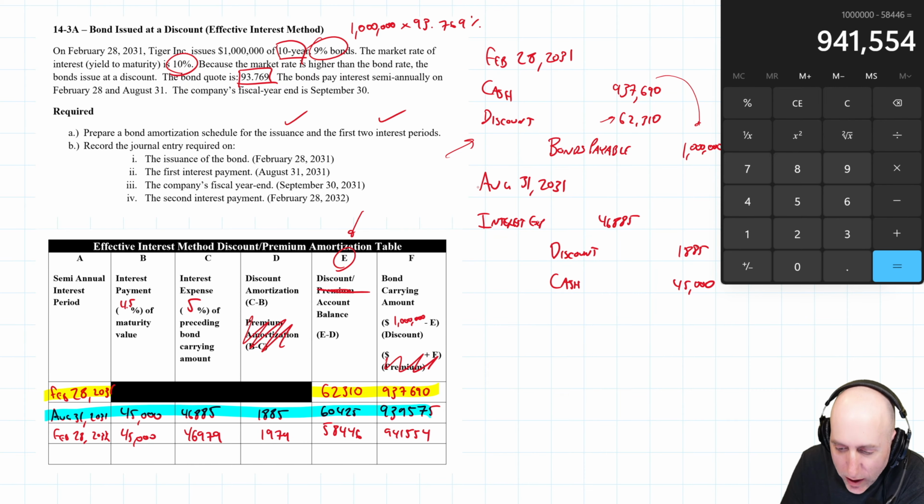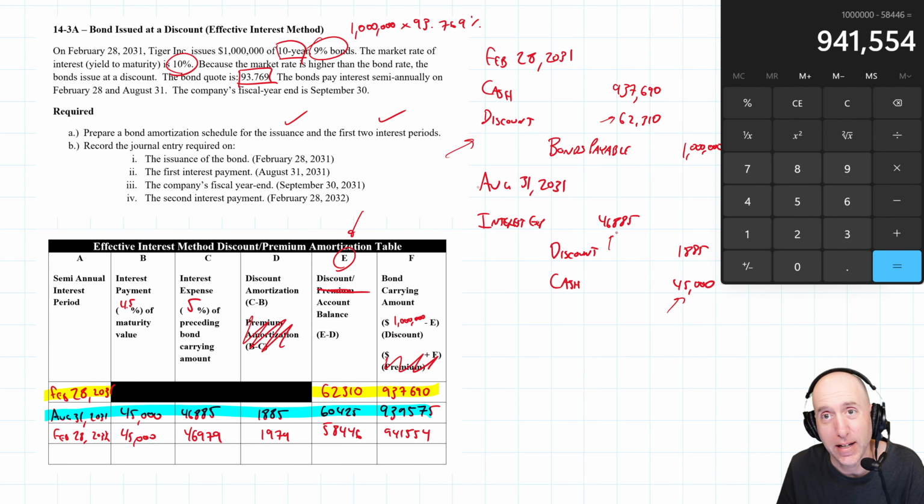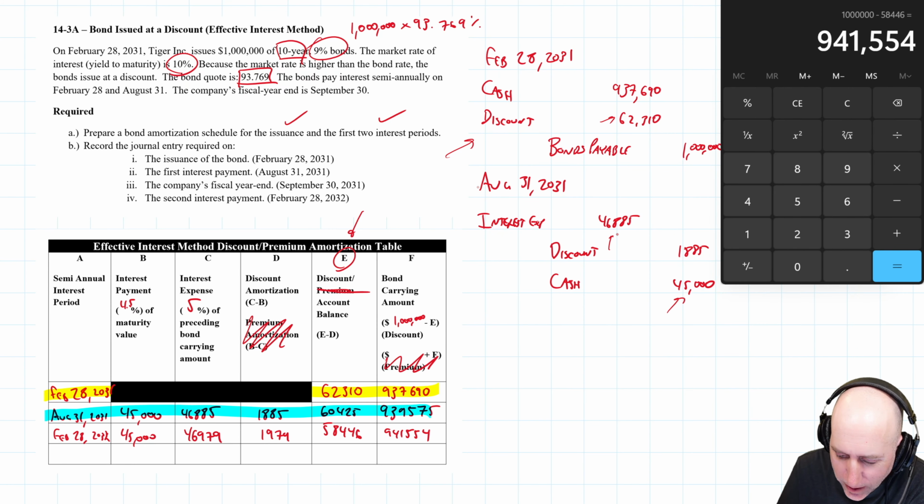Okay, what is happening though? So our interest, we pay $45,000, but we recognize $46,885 in interest. Why is my interest expense higher than what I pay in interest? And the answer here is the discount.